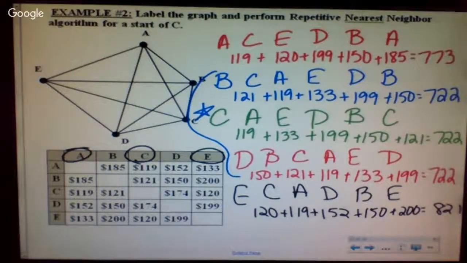Why not use it? You could have always rerouted B and rerouted D to start at C. But if you already have one that starts there, why not just use it? Reroute B, you get the same thing. There you go. C, A, E, D, B, C. Yeah, they are all just shifts.